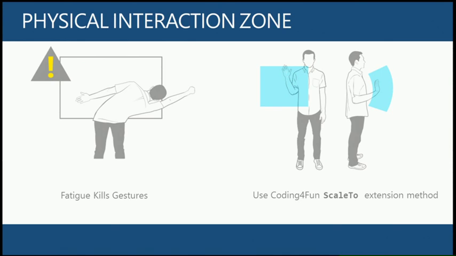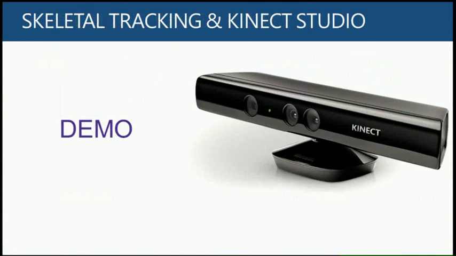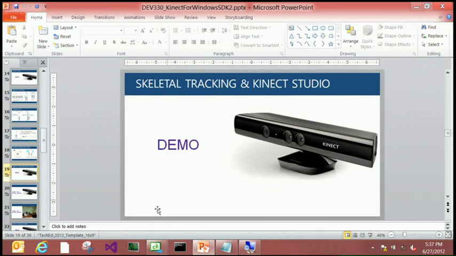So we have a way using Coding4Fun. This is an open source extension for Kinect called a scale to that allows you to define the interaction zone for an application. And you can tweak this as you need. It's a great thing that people have been using in their apps. All right, so let's get to the demos.